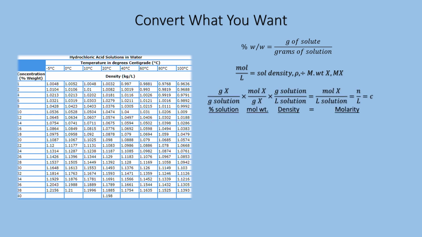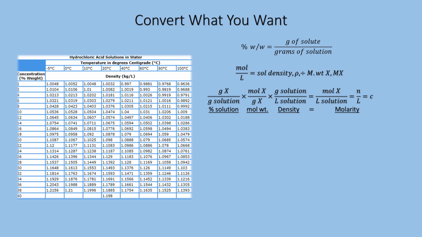This is what it refers to in practice. The percentage of the solution multiplied by the molar weight of a substance, then multiplied by the solution's density, will equal the concentration of the solute in moles per liter.